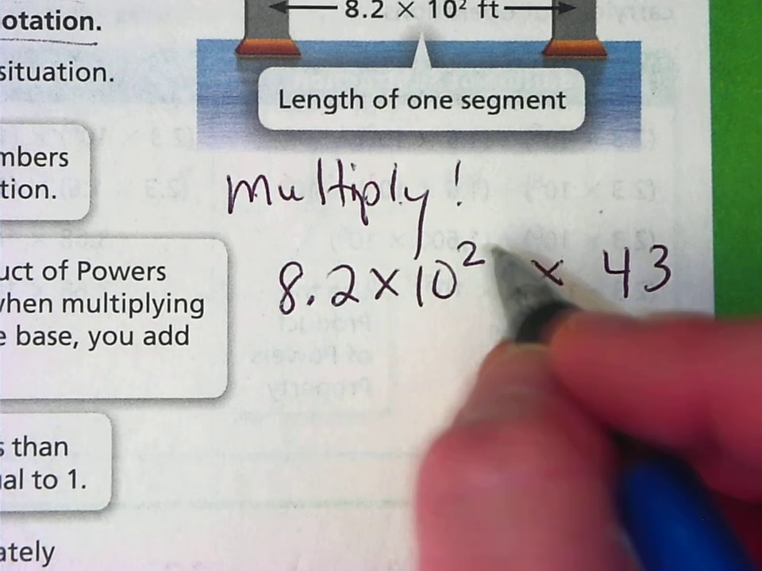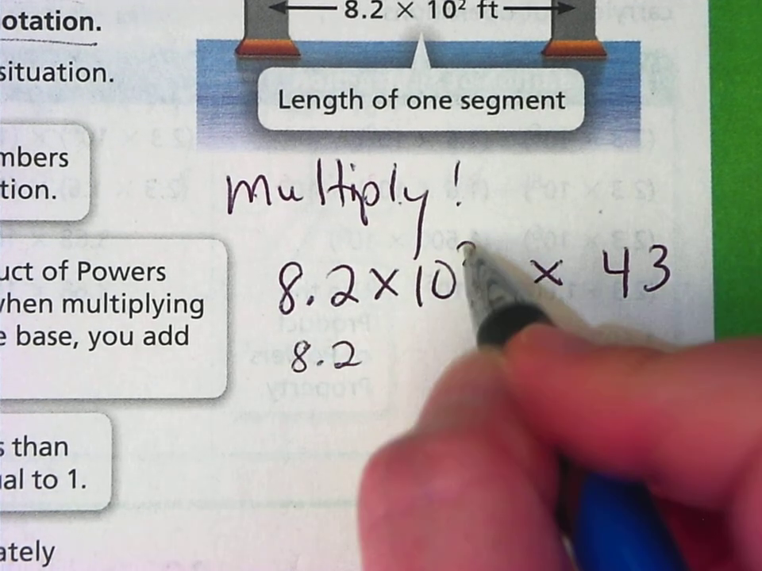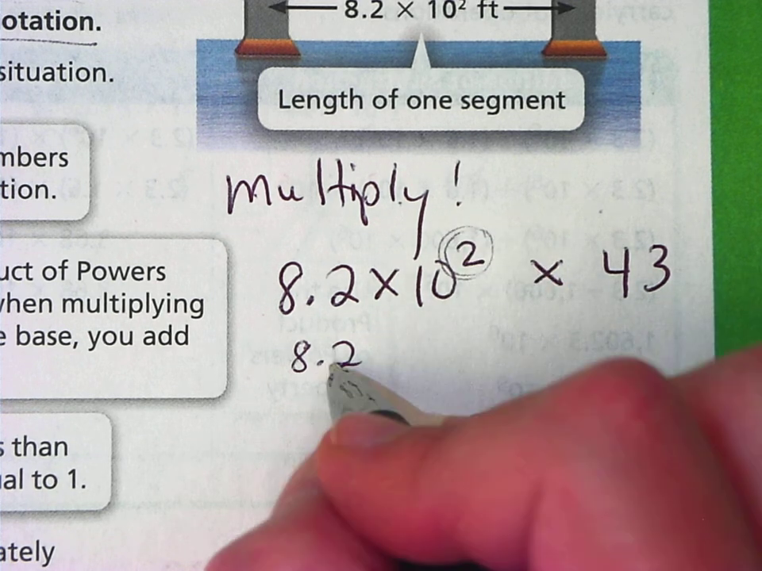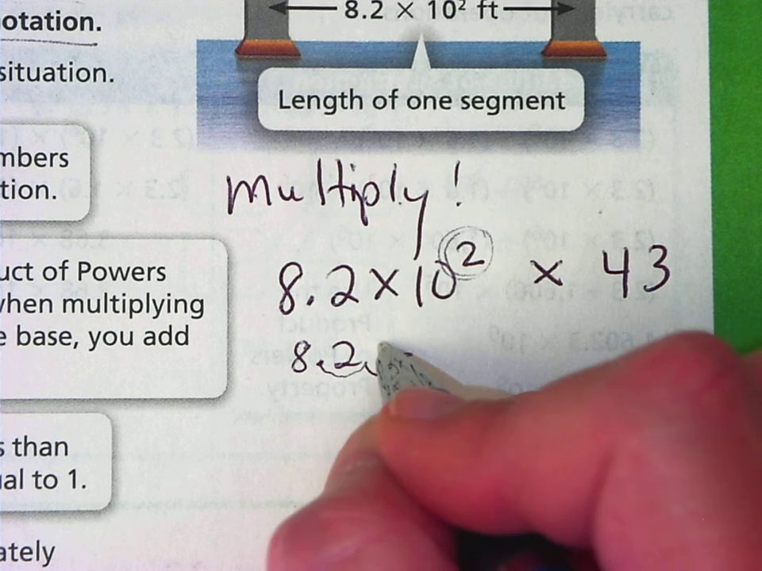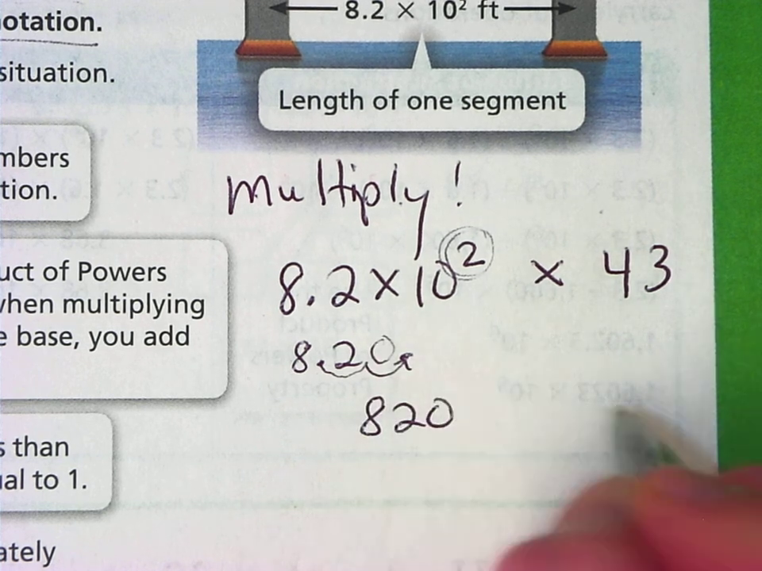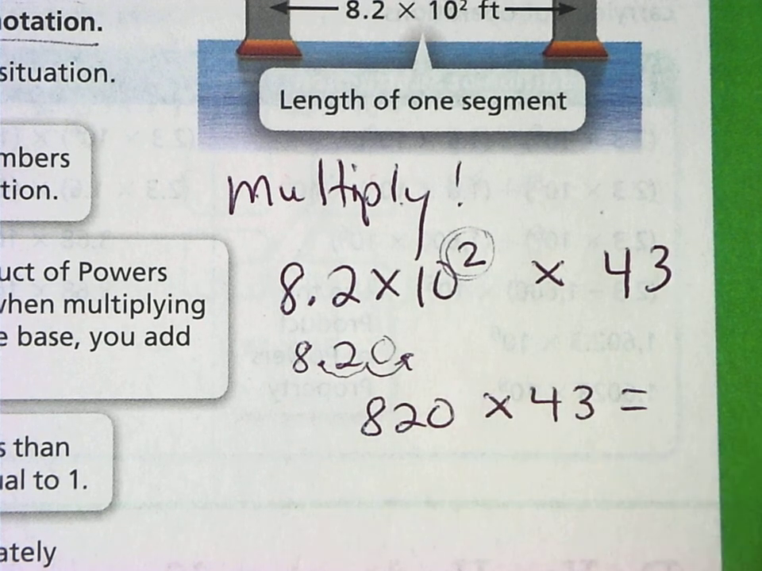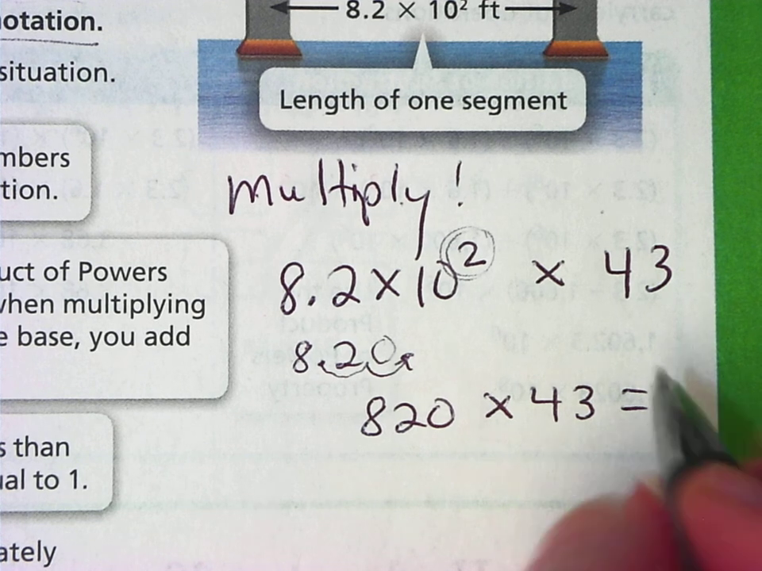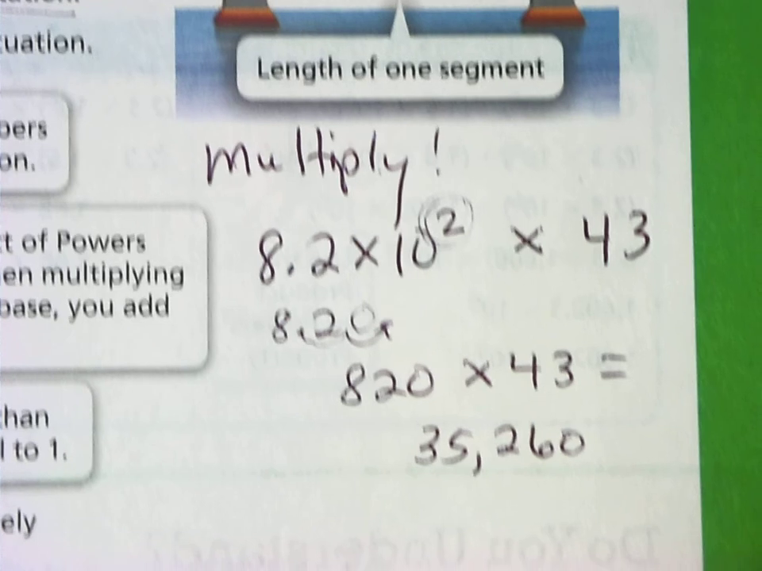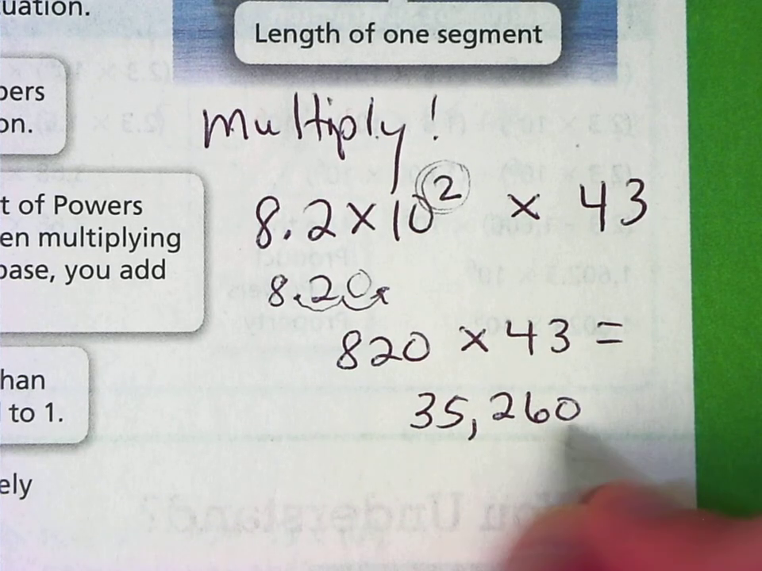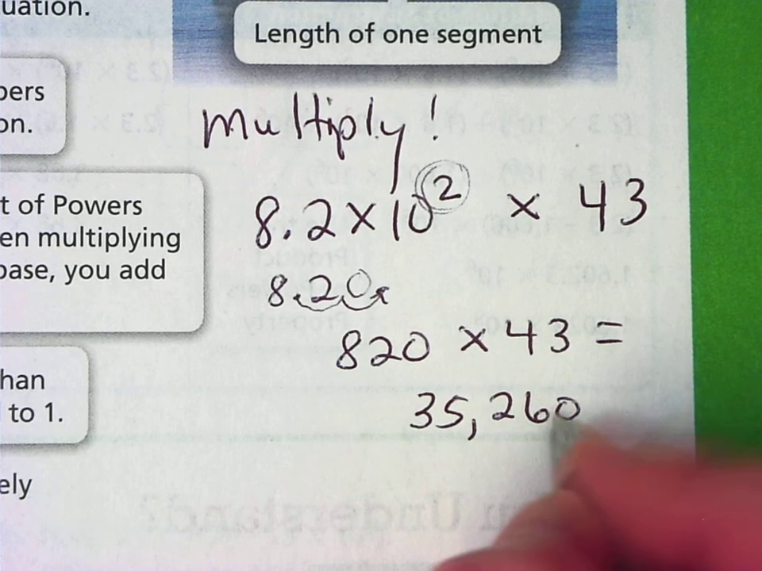So let's change this one. I'm going to take 8.2, and I'm going to move the decimal 2 to the right. That's a positive 2. So we're going to go 1, 2. So that means if it lands there, I just add 1 zero: 820 times 43 now. So plug that into your calculator, and it's 35,260.